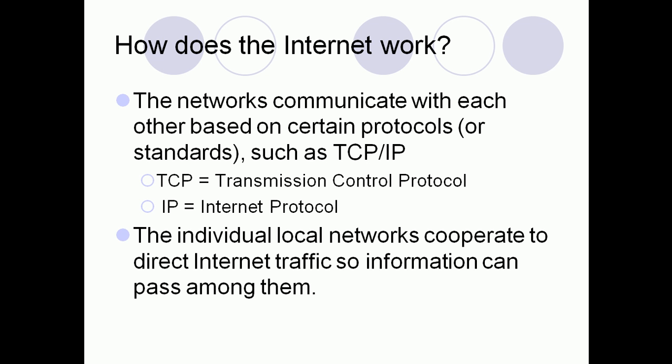How does the internet work? The networks communicate with each other based on certain protocols, or we call them the standard. They are the TCP, that's transmission control protocol, then the IP, that's the internet protocol. So they communicate, and normally they are in numbers also. The individual local networks cooperate to direct internet traffic so information can pass among them. Now let's look at this.